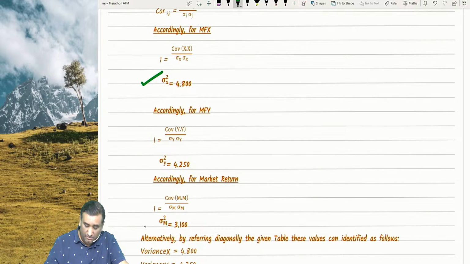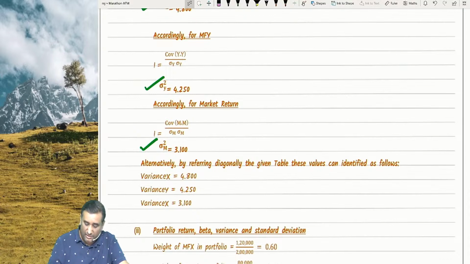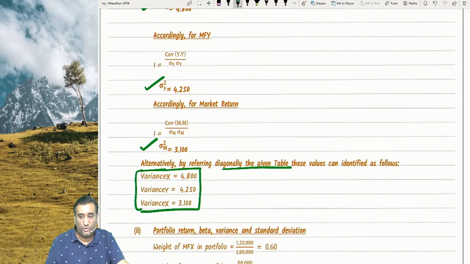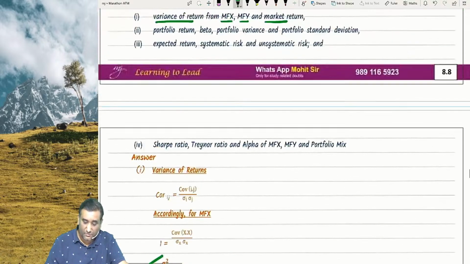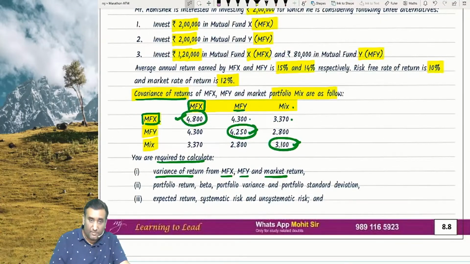Second is 4.25 and third is what? Alternatively, diagonally refer to the table and identify the values given by your institute: 4.8, 4.2 and 3.1. First part is done. Very good.